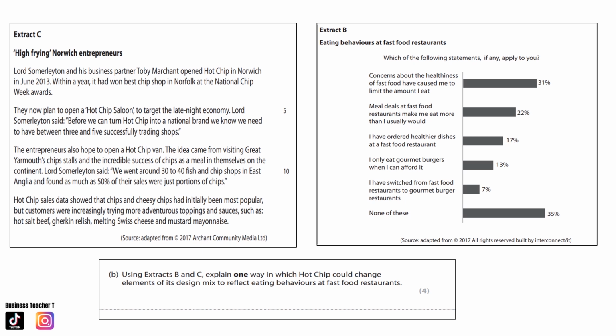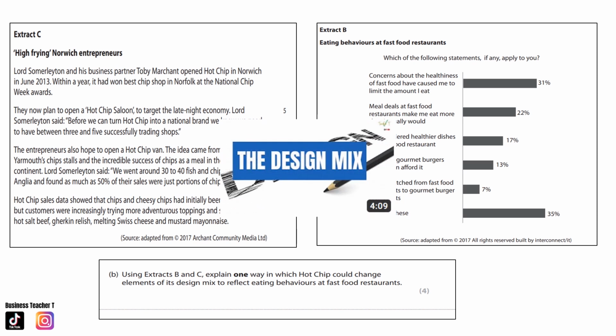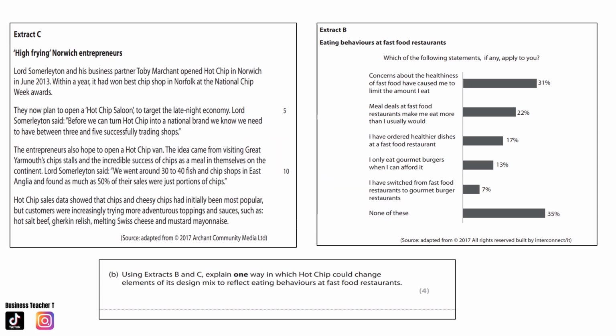You do need to make use of both extract C and extract B. I put extract C first because that's got the written information that we're going to go through. Extract B, you can pause the video and look over that, but we do need to make reference to both extracts. If you're not sure or you need a refresher on what the design mix is, do check out that video. Give this 4-mark question a go.